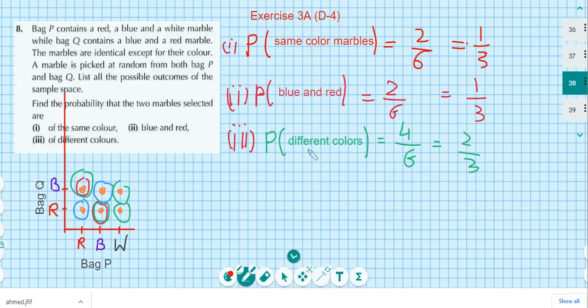Similarly, for the probability of blue and red, there are 2 outcomes which have blue and red, out of the total outcomes. So there are 2 favorable outcomes, so 2/6 equal to 1/3. Similarly, for different colors I've marked with these green circles 1, 2, 3, 4. So the favorable outcomes are 4 divided by total outcomes 6. So the probability will become 2/3. All right, next question.